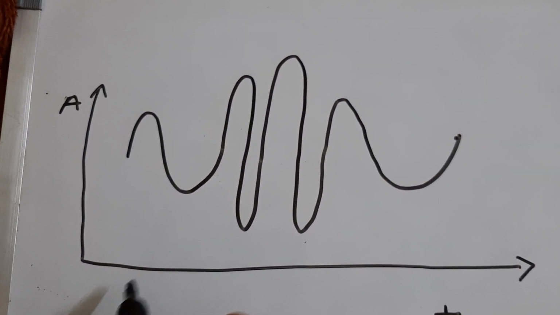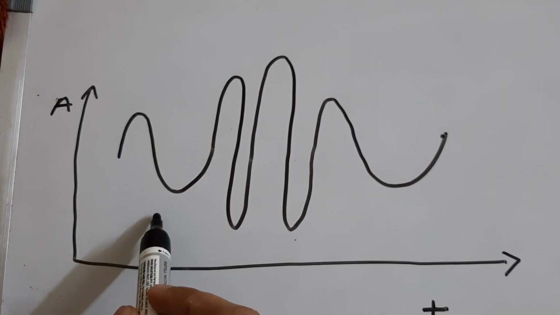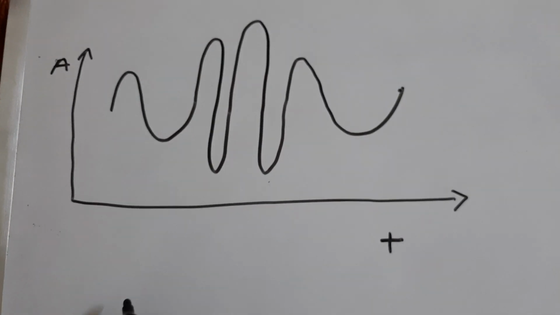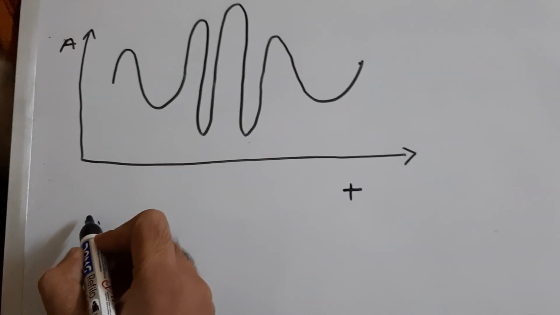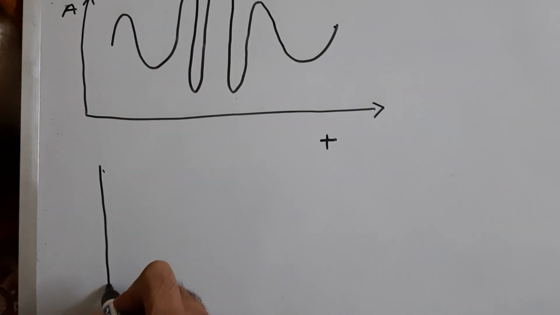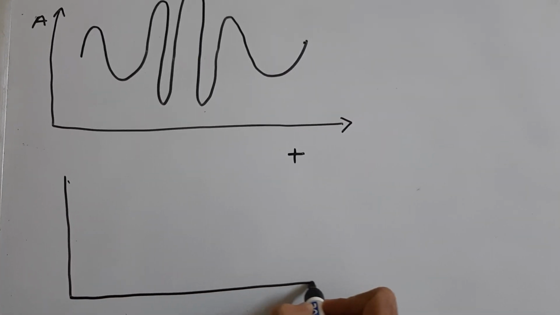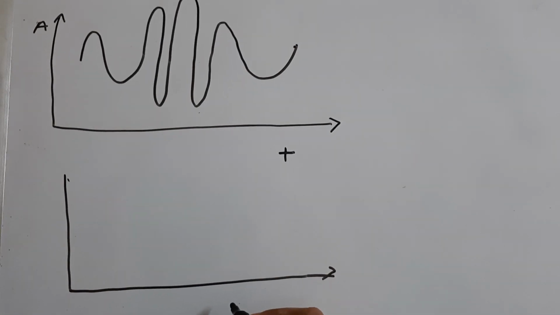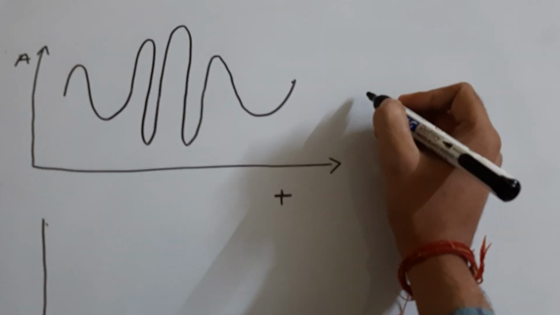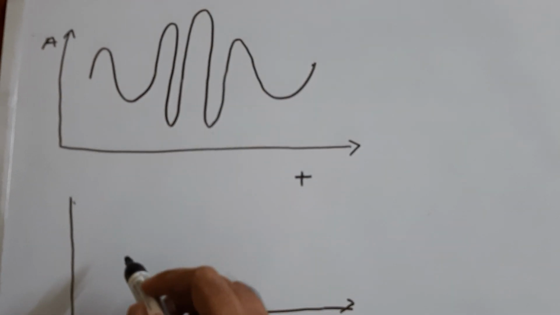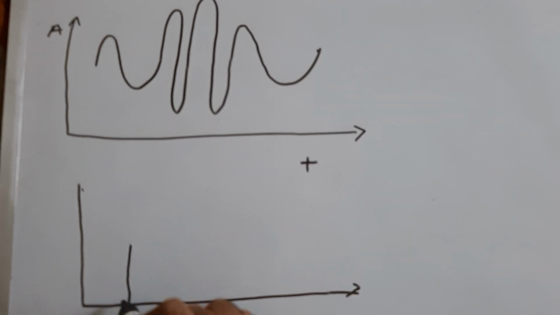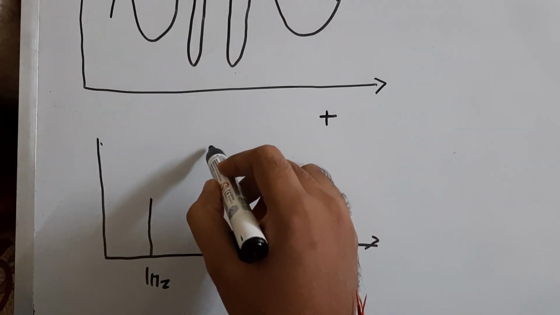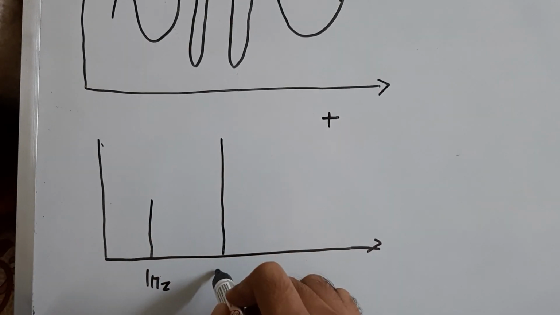Okay, now this signal has different components. So this signal has different components. So this signal is made up of different frequencies. So let's say we have some frequencies of 1 hertz and some frequencies of 2 hertz.